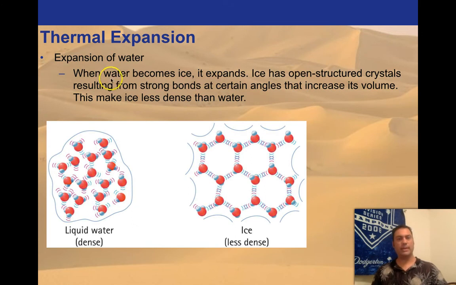All right, so why does this happen? Well, when water becomes ice, it expands. Ice has open structured crystals resulting from strong bonds at right angles that increase its volume. This makes ice less dense than water. So this is what ice looks like. Nice hexagonal bands in all these different directions. But when it's liquid water, it's actually more dense. These molecules, all these bonds are broken. They're moving around more. There's sliding and slipping going on right here. But that's not the case here. And so that makes ice less dense. It's more expansive. And as a consequence, it tends to float.